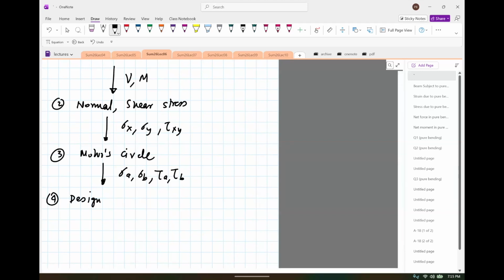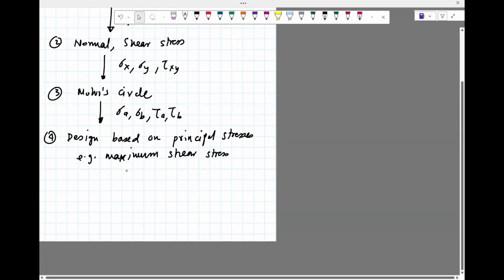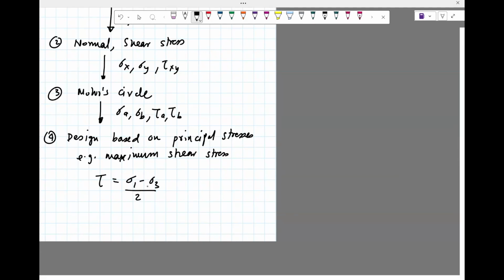design. These are principal stresses, so design based on principal stresses. An example for principal stress is maximum shear stress, a very commonly used criteria. If you've done any ANSYS calculation, you'll see that it actually plots maximum shear stress. When we talk about maximum shear stress, we're really talking about this value, sigma 1 minus sigma 3 divided by 2. We computed this value earlier in the Mohr circle.